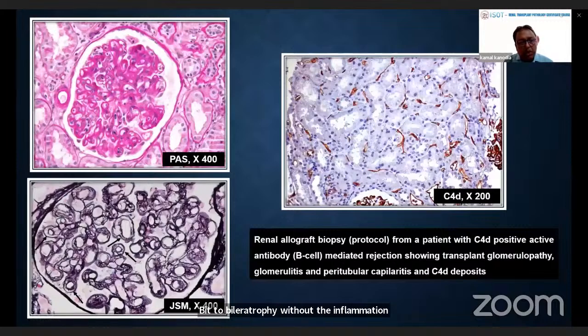And this is the picture of chronic antibody-mediated rejection. There is transplant glomerulopathy, that is TG or CG, which is almost score CG3. And there is C4d deposition seen in the PTCs. So it is suggestive of transplant glomerulopathy with C4d positivity. And this is a diagnosis of chronic antibody-mediated rejection.